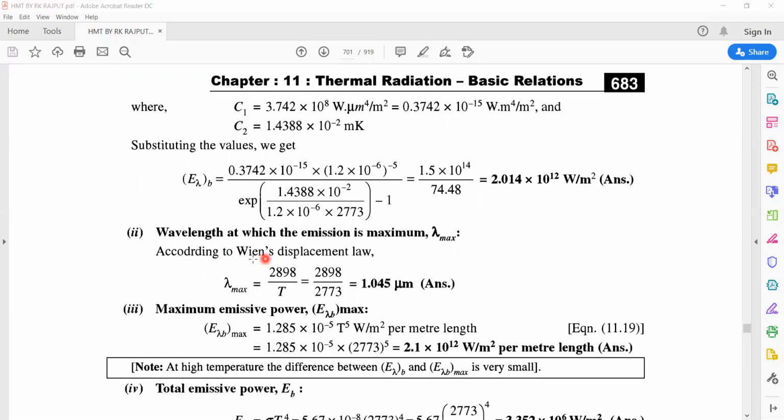So here we want to calculate the maximum wavelength, which is given by Wien's displacement law again. According to Wien's displacement law, lambda max into T equals 2898 micrometer kelvins. It is already in micrometer kelvins, so kelvin will get cancelled. Let me write Wien's displacement law here: lambda max into T equals 2898 micrometer kelvins.